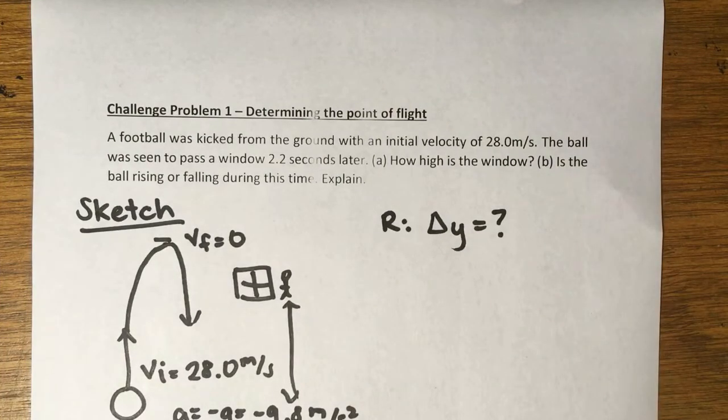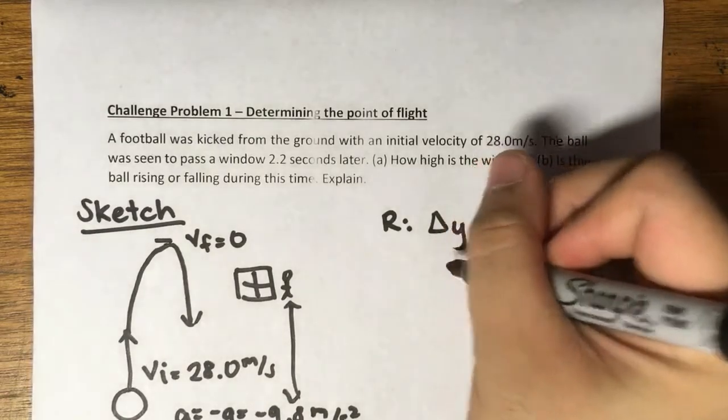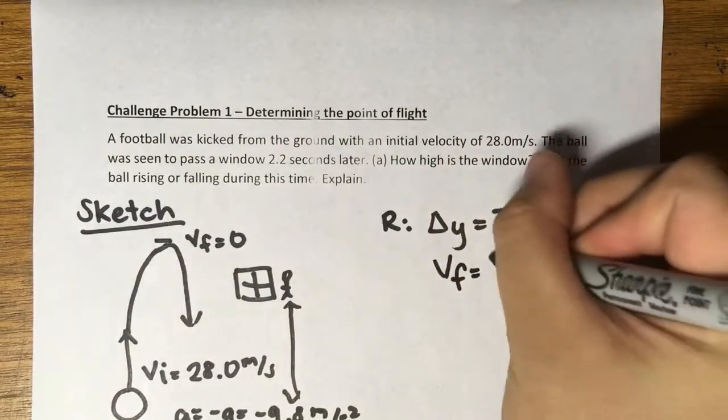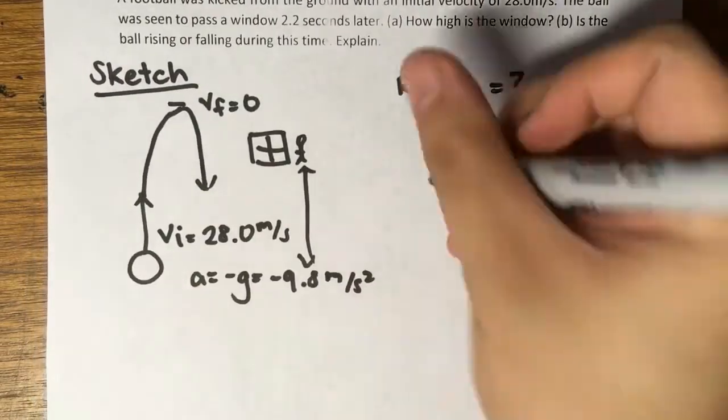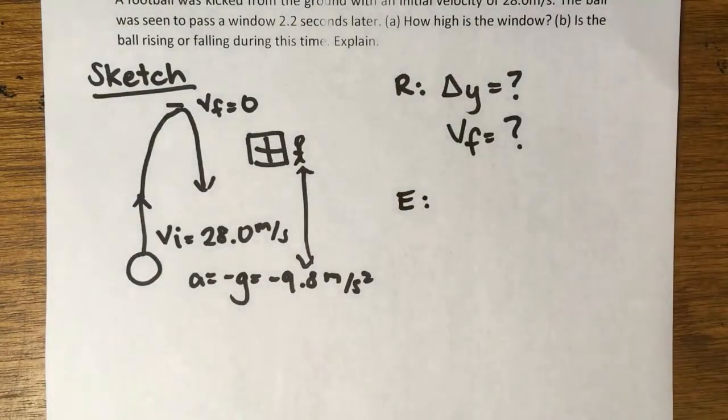Well, in order to determine which direction an object is going, we need to look at its velocity. So the idea here is to find the final velocity of the object and determine if it is positive or negative, because if the final velocity is positive, then the object is going up. If the final velocity is negative, then the object is going down. So we need to find out first delta y and then finally vf.